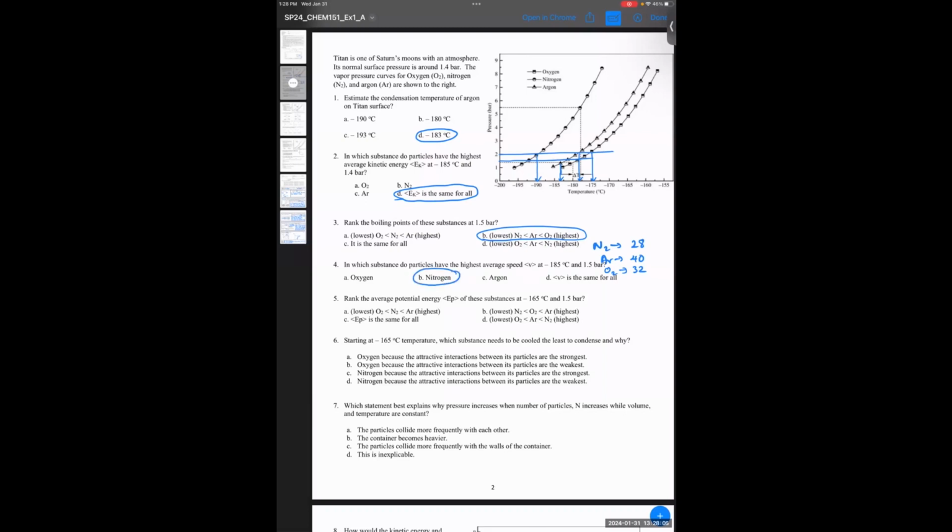Okay, rank the average potential energy of these substances at minus 165 degrees and 1.5 bar. So minus 165 and, okay, 1.5 bar is over here. Now all of these are in the gas phase.